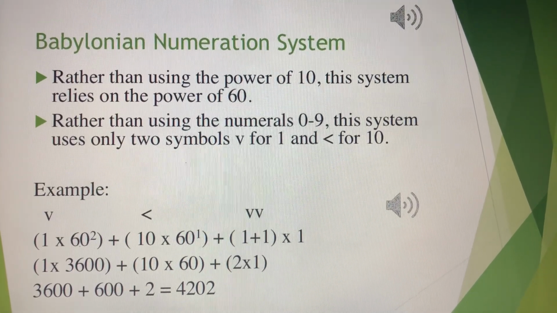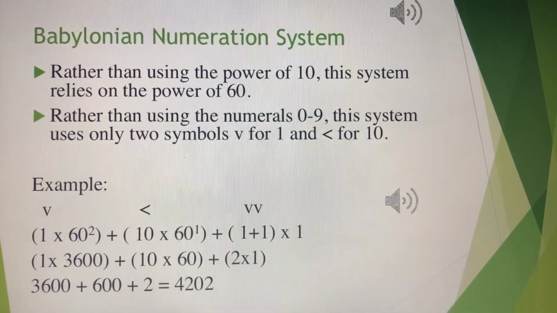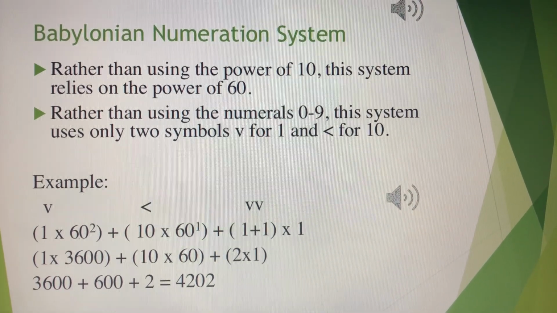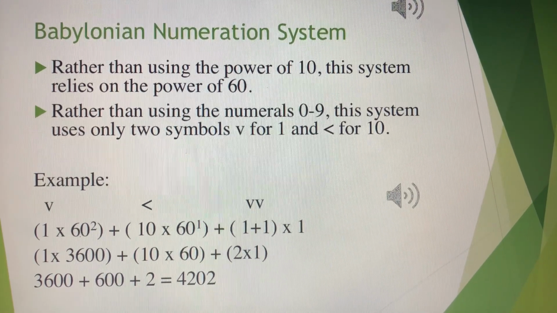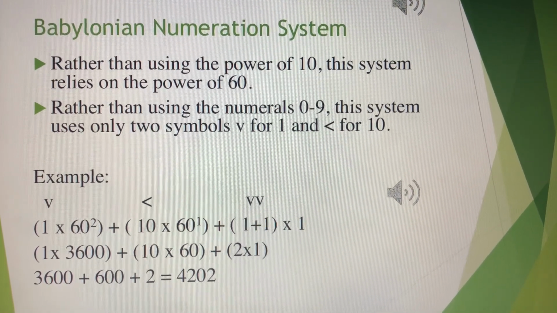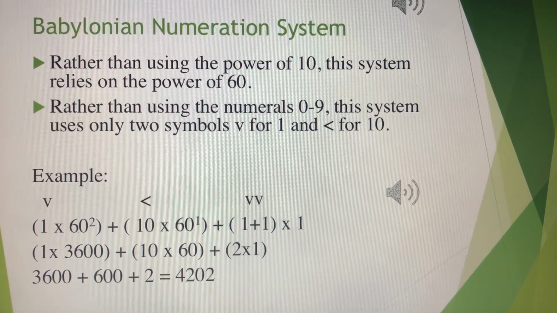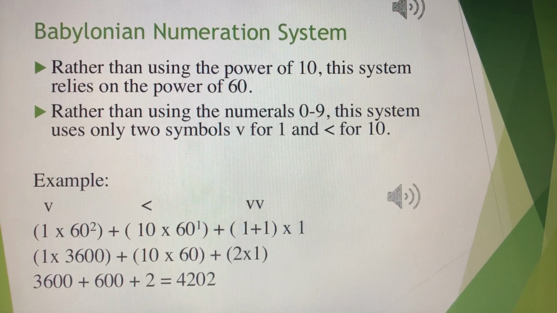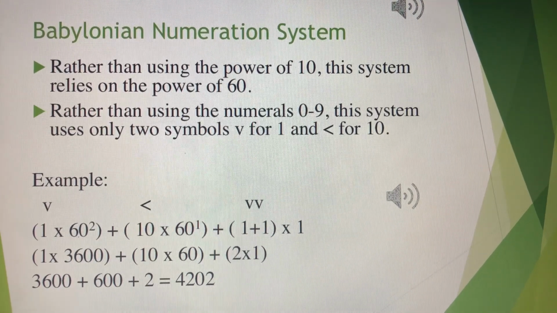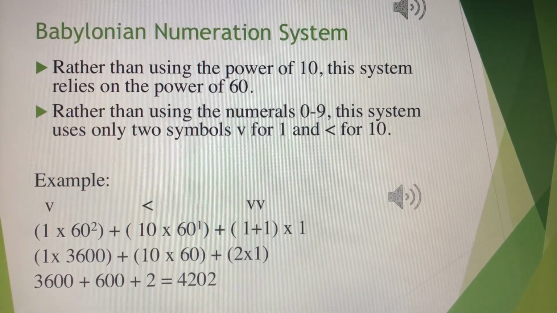So with the Babylonian numeration system, rather than using the power of 10 like we do, this system relies on the power of 60. And instead of using the numbers 0 through 9, they just use the down symbol, which equals 1, and an arrow pointing to the left, which equals 10.